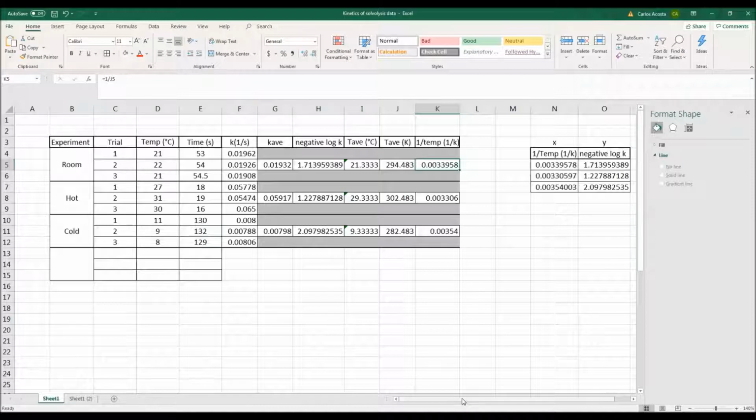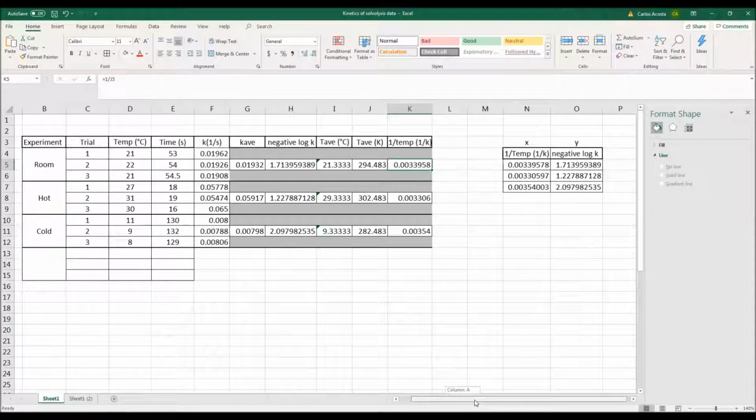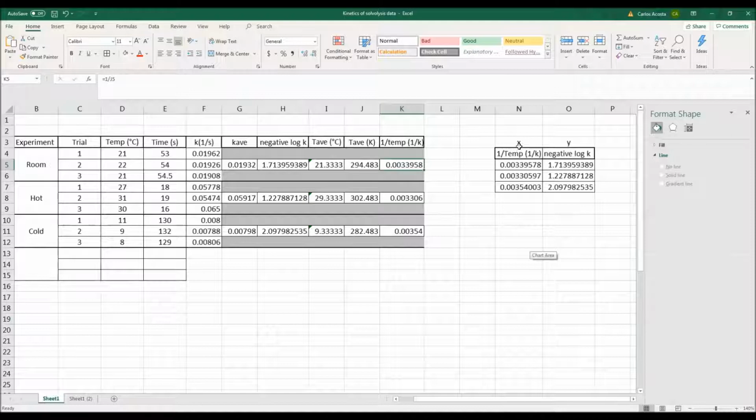And then with the data, what we're going to do is make a table with 1 over temperature in Kelvin as your x value and negative log of k as your y value. For each trial, we're going to get one of each, right? So for the room temperature, we're going to get 1 over temperature and negative log of k. Same thing for the hot trial, same thing for the cold trial. So we're going to have 3 points, basically.